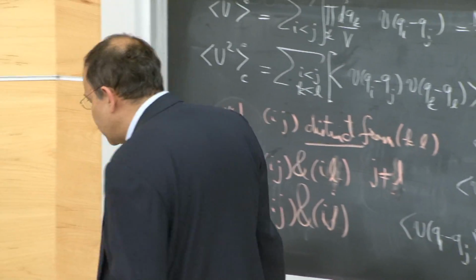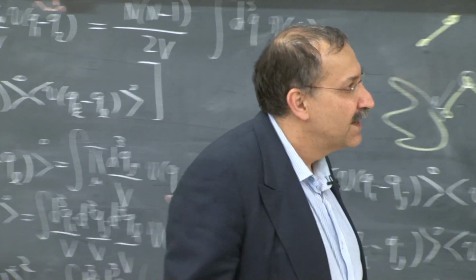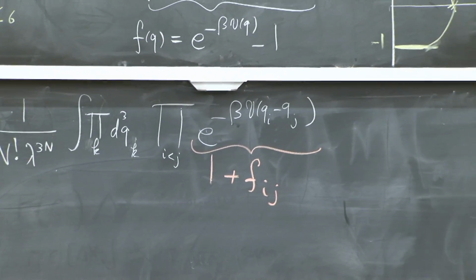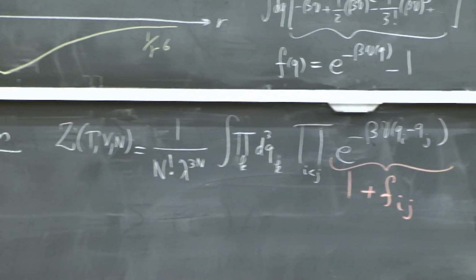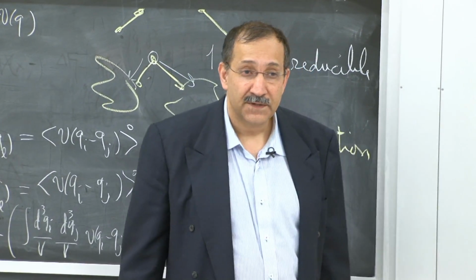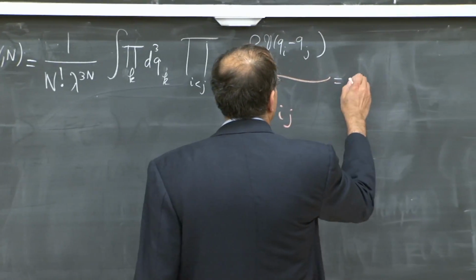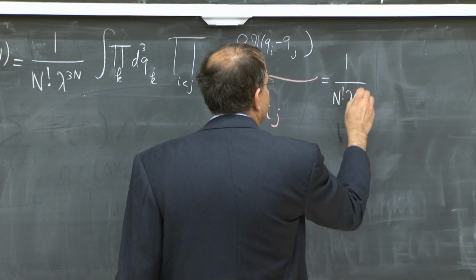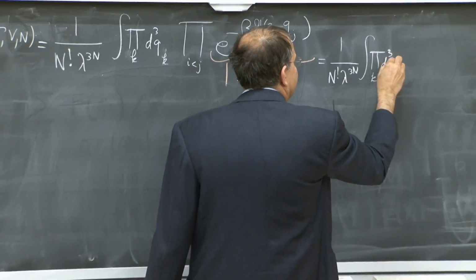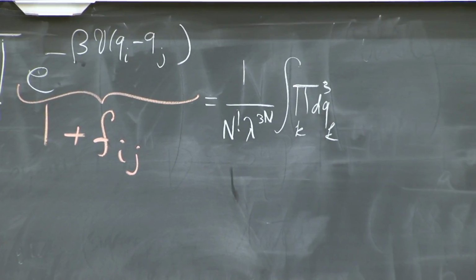So what do I expect? I saw that the first correction to something that was interesting to me had 1 power of f in it that I had to ultimately integrate. So maybe what I should do is I should start organizing things in terms of how many f's I have. So an expansion in powers of f. So what's going to happen here? I would have 1 over n factorial, lambda to the 3n. I have a product of all of the integrations. And I have all of these factors of 1 plus f12 times 1.